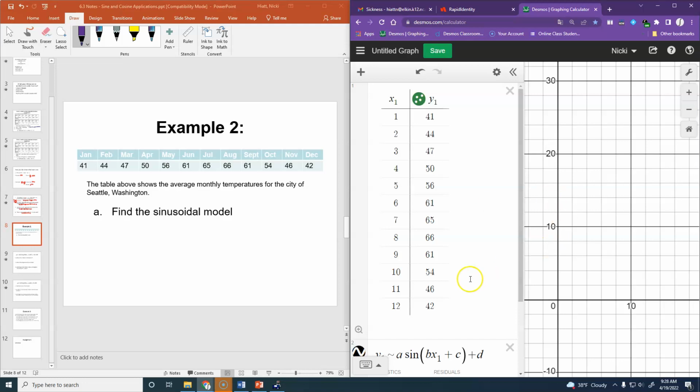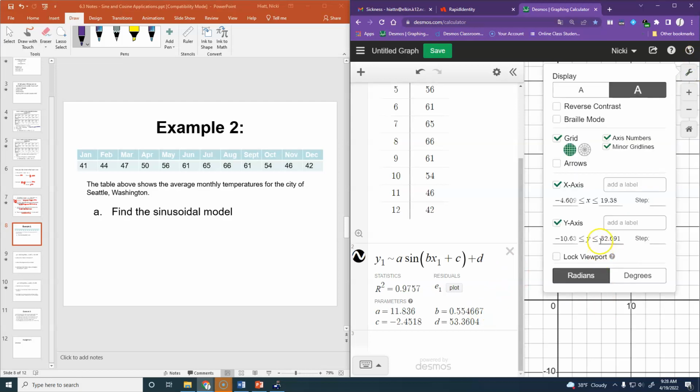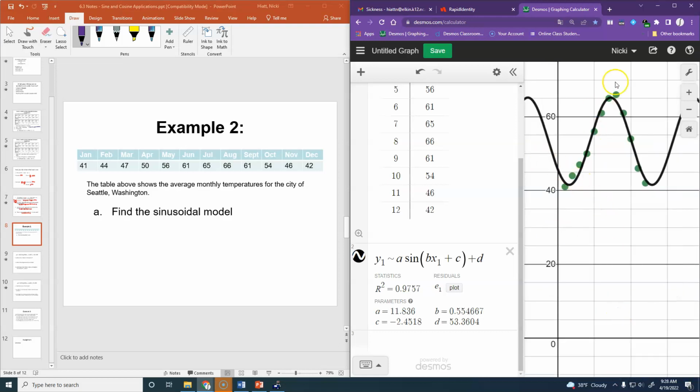Okay, the other thing I really like about Desmos is I didn't really have to do a lot of work here. I just changed my data and it automatically adjusted. I didn't even have to type that back in. I don't see the graph here, but if I hit the wrench and change that y-axis to maybe 75 or so, then I can see my data.